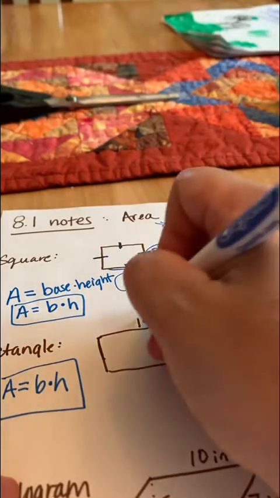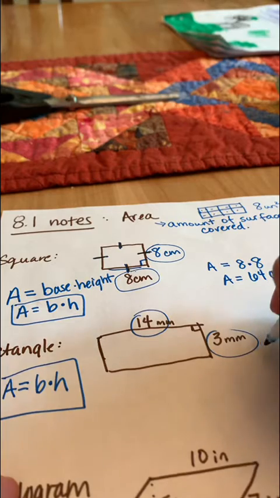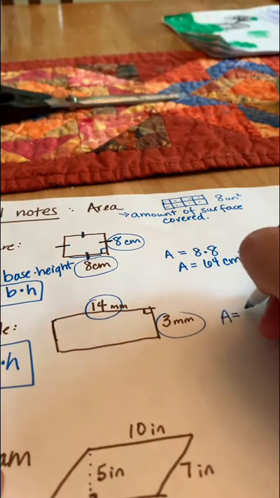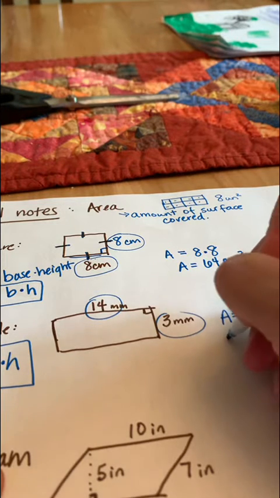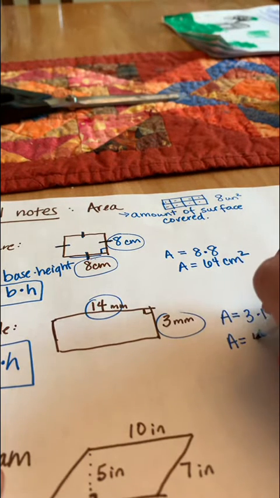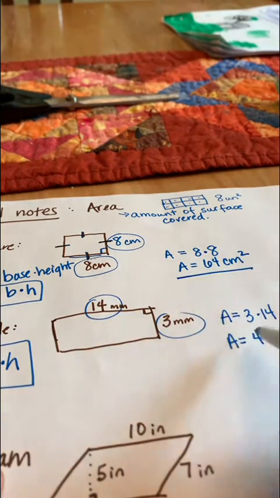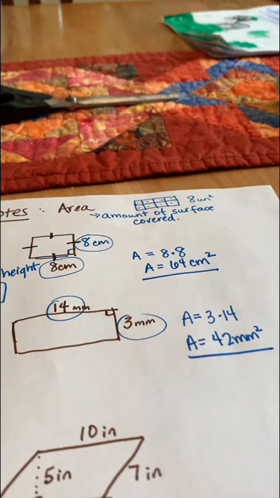So rectangle, base times height again. Here are my two numbers. It doesn't matter which one is which. So area is 3 times 14 or 14 times 3. So 42 millimeters squared. Okay, so that's my answer there. And this is my answer here. So the reason is coming up now.